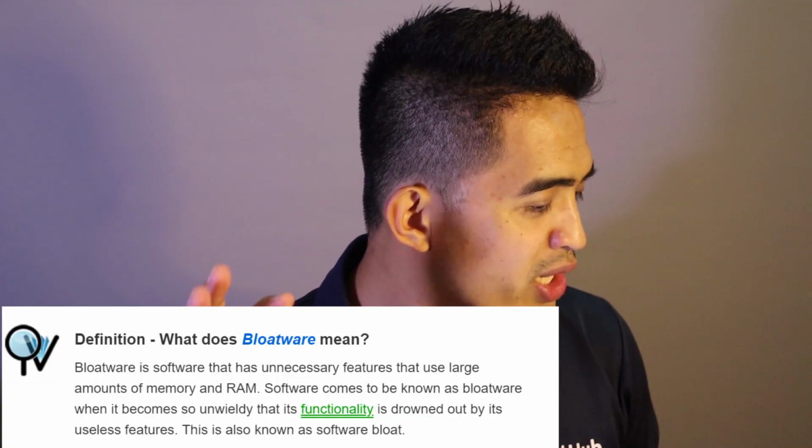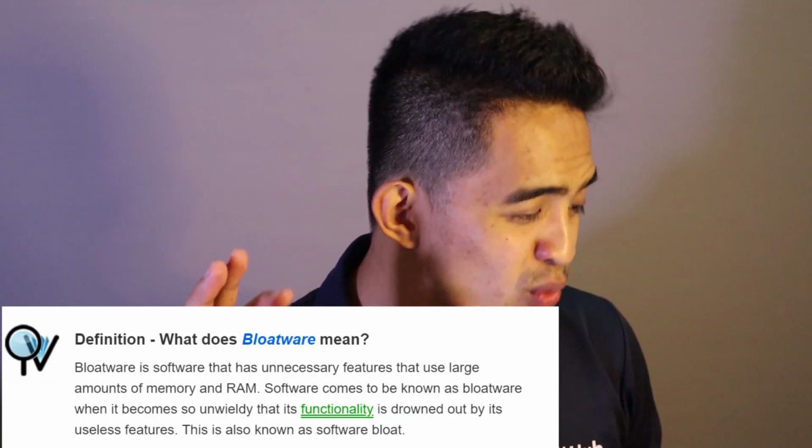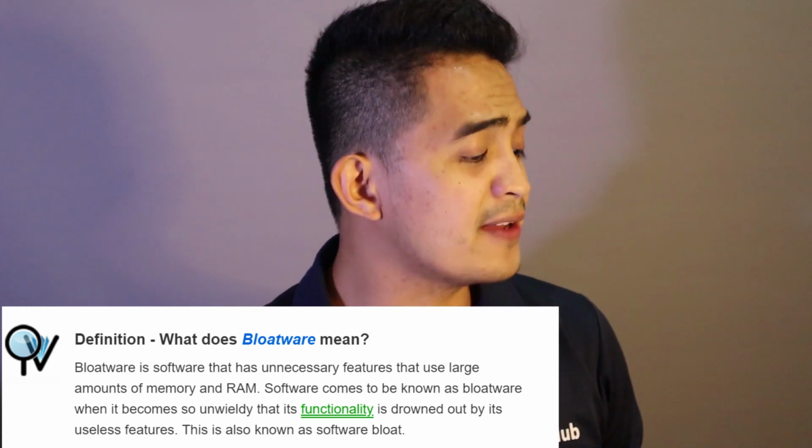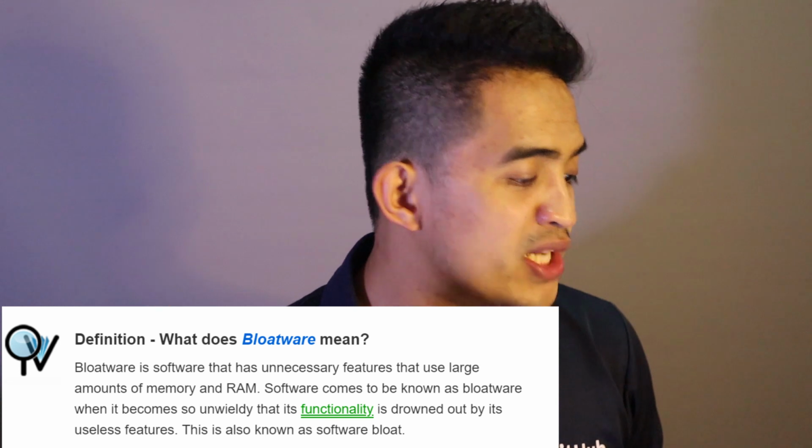Okay. So if we are going to remove this bloatware, or what we call debloating Windows 10, maybe we can free up a lot of RAM every time we turn on our computer. Software comes to be known as bloatware when it becomes so unwieldy that its functionality is drowned by its useless features. Yeah, useless, that's why it's bloatware. This is also known as software bloat.